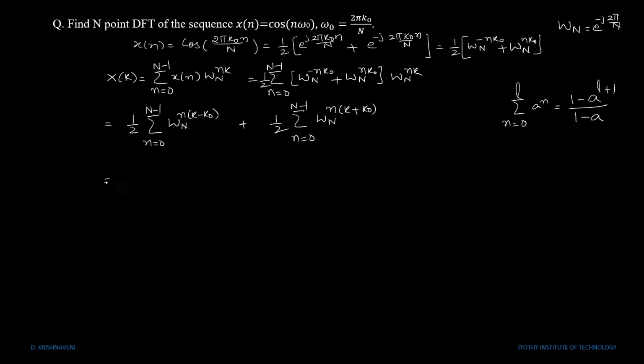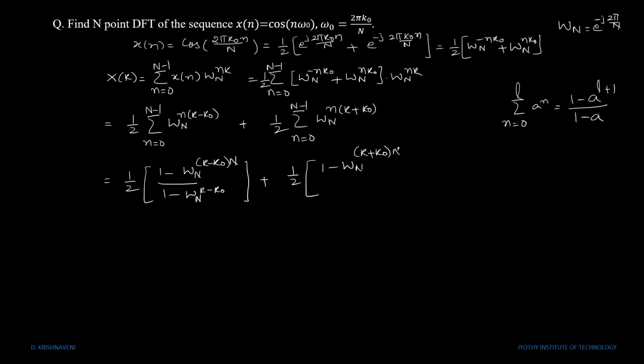So same thing we will use here. So we will get 1 minus WN to the power of k minus k naught into capital N by 1 minus WN to the power of k minus k naught, plus half. Here also we will get 1 minus WN to the power of k plus k naught into N by 1 minus WN to the power of k plus k naught. This is because WN to the power of k minus k naught acts as a, so this will be a to the power of n, summation a to the power of n. Similarly here WN to the power of k plus k naught acts as a, so a to the power of n, we have used the formula.